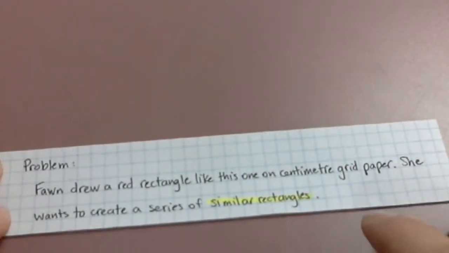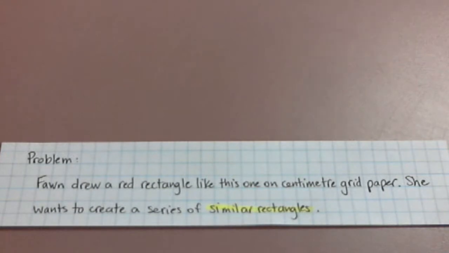Our problem that we're going to be looking at today is that Fawn drew a red rectangle like the one below, I'll show it to you in just a second, on some grid paper. And she wants to create a series of what's called similar triangles. Now, similar triangles, I highlighted it because you need to know that definition, but similar triangles are rectangles that have the same shape, but not necessarily the same size.